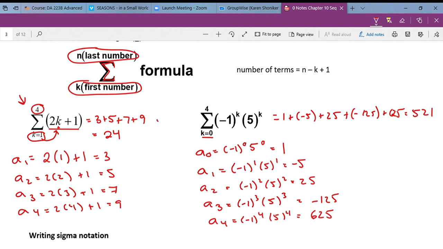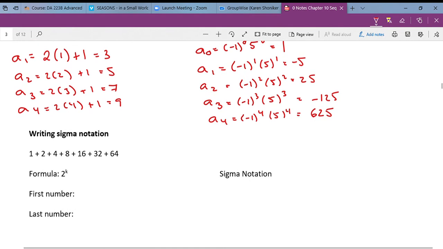To find the number of terms, you take the top number, the last number that you're going to be finding, you subtract the bottom number, and then you have to add 1. So you get 4 minus 1, that's kind of the difference between, but you have to include that first number. And so this series had 5 terms in it, whereas this one, 4 minus 1 plus 1, had 4 terms in it.